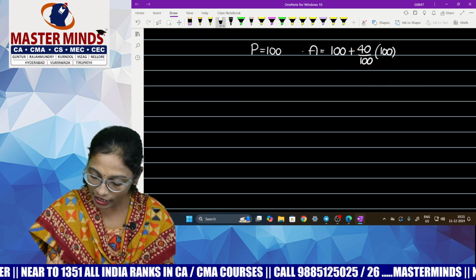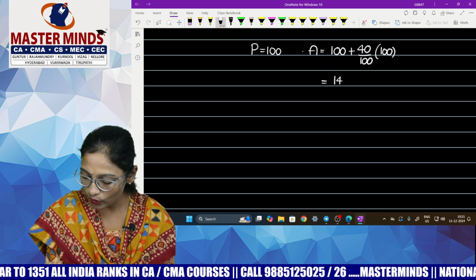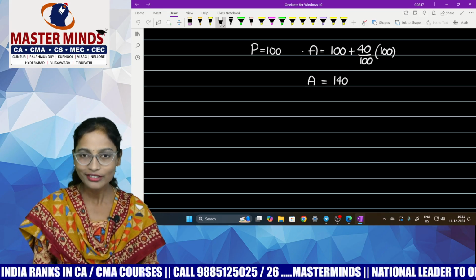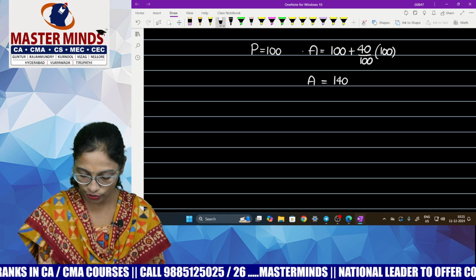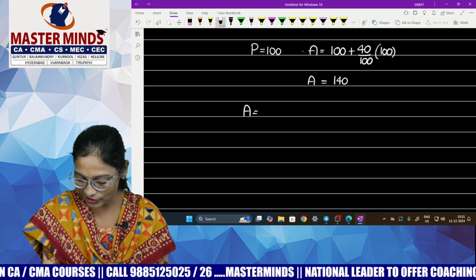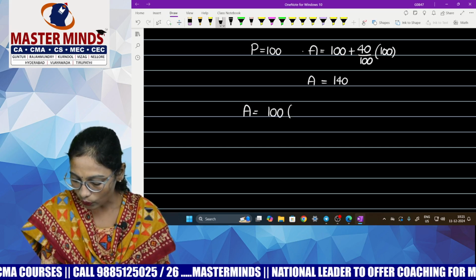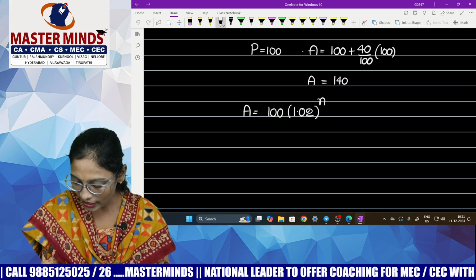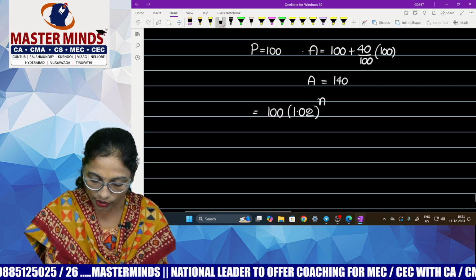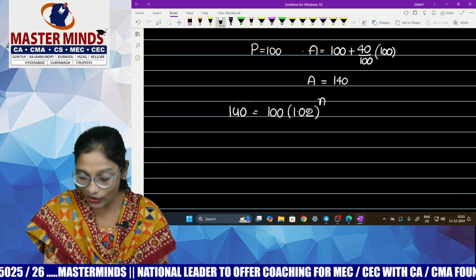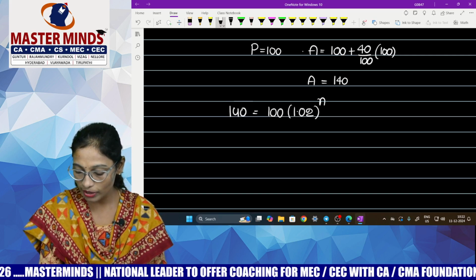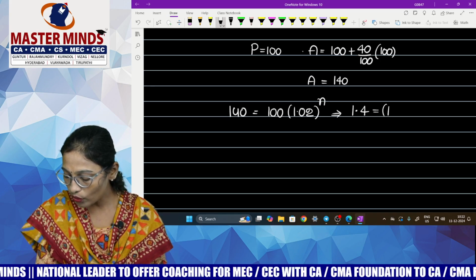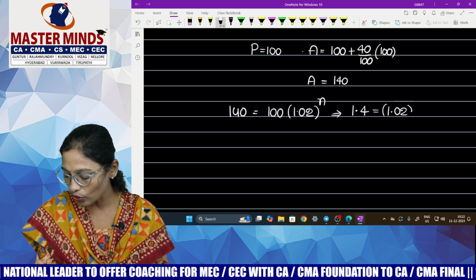So now by assuming P equal to 100, I came to know that A equals 140. As you all know, I told you just now that compound interest is population growth. So amount equals P of 1 plus I, which means 1.02 whole power n, and you know what your amount is, 140. So this 100 comes to the left side, 140 by 100 means how much? 1.4. 1.4 equals 1.02 whole power n.